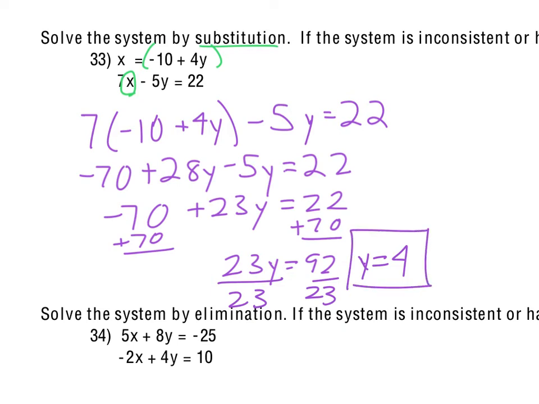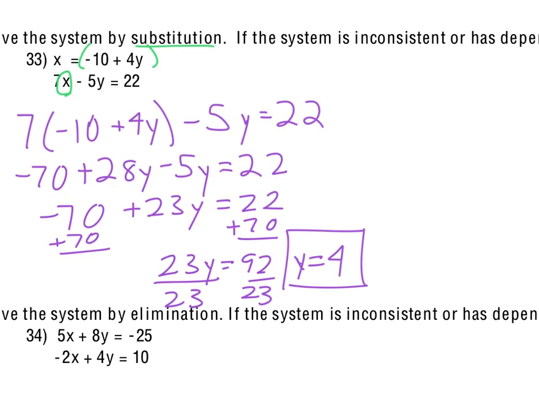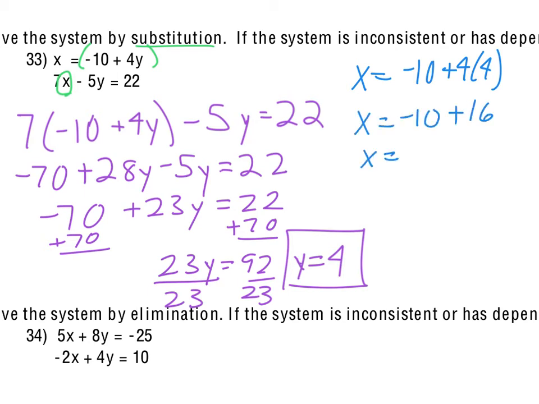Again, that's really only half of the answer. Yeah, we know y is 4, but we also then need to use that value in order to find out what x is. You could really use either of those two equations, but that first one is already solved for x, so may as well use that one. We get x equals negative 10 plus 4y, so negative 10 plus 4 times 4, so negative 10 plus 16, so we're looking at x equaling 6.